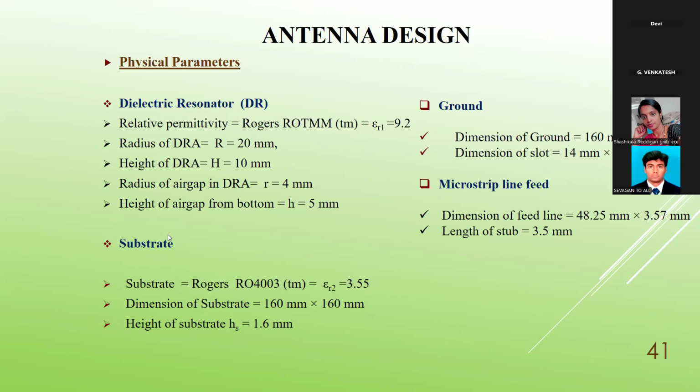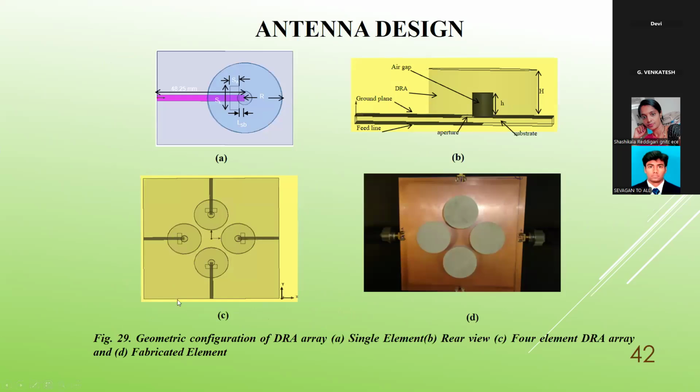The ground plane dimension is 160 cross 160. Dimension of the slot is 14 cross 5. For the microstrip feed line, the dimension is 48.25 millimeter cross 3.57. Length of the stub is 3.5 mm. The substrate is Rogers with permittivity 3.55, substrate dimension 160 cross 160, and the height is 1.6 mm. So here is the structure.